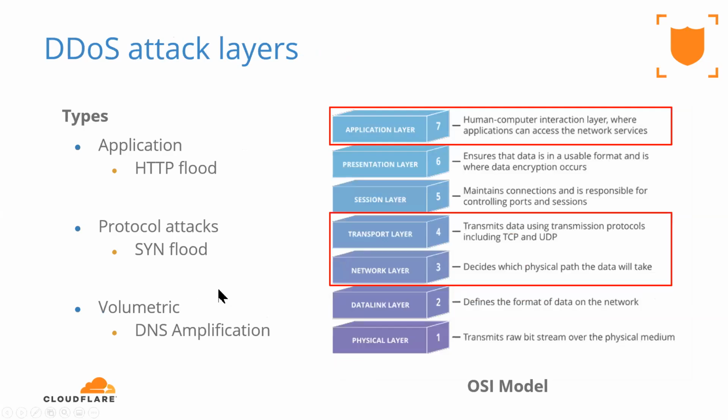Which layers are prone to DDoS attack? Starting from the lowest layer, the network layer, it will target the network. Usually it will use layer 3 and layer 4 together. The most common attacks here are either DNS amplification or SYN flood. At the application layer, what we are seeing is HTTP flood or application-based attacks.